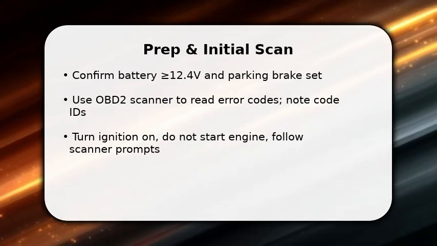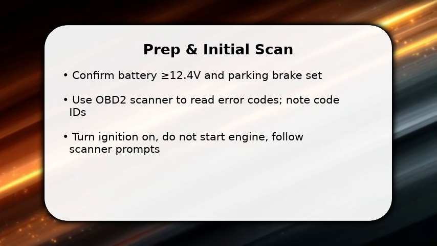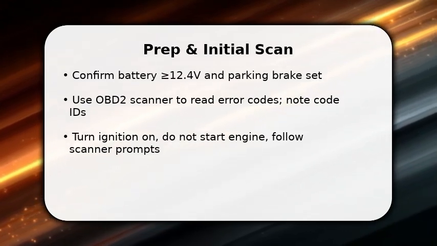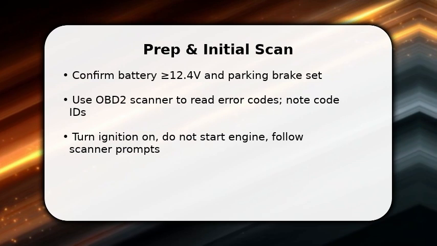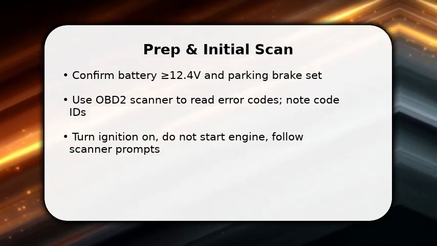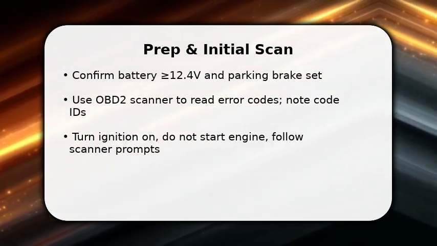You start by confirming basic prerequisites. Battery voltage is stable and the car is safe to work on. Use an OBD2 scanner now to read the stored trouble codes. This tells you what triggered the check engine light and why.